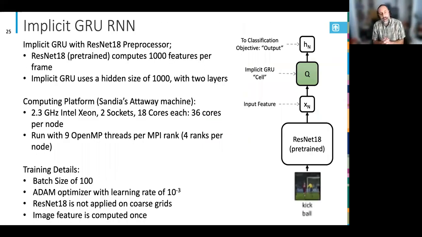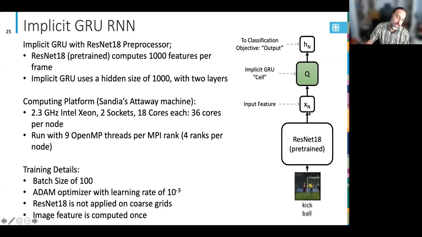A comment I'll make about this, because it's relevant from a performance perspective. Our architecture uses a pre-trained ResNet 18 to take each frame of an image to some set of features that were pre-trained. This is simplifying or reducing the complexity of our recurrent neural network by filtering through a pre-trained ResNet to limit the complexity of the classification task.